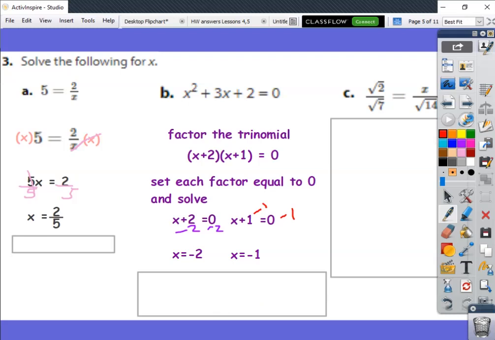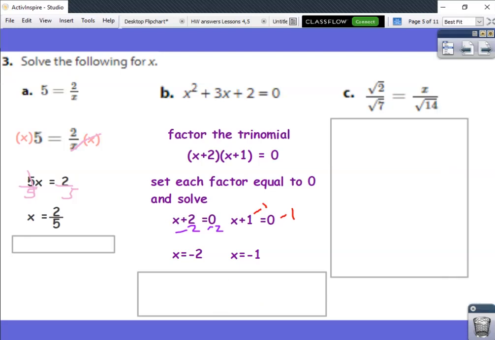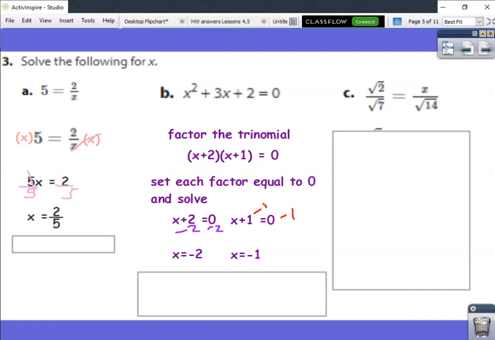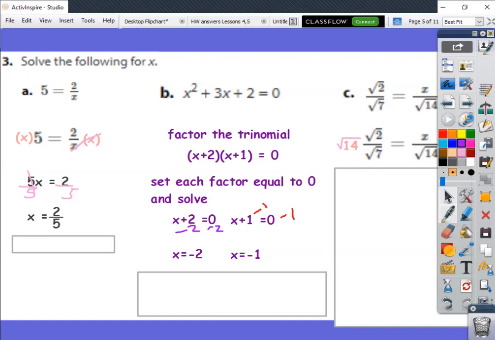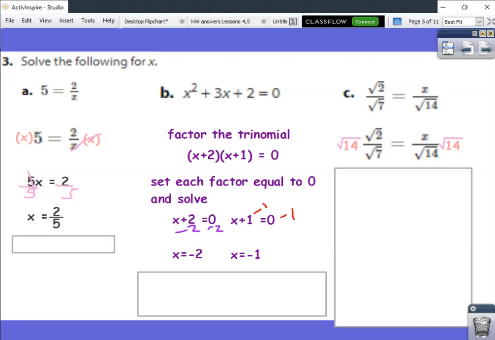And finally, the last one here, solving for x. I want to get rid of this denominator here. So I'm going to multiply both sides times the square root of 14. As you can see here, the square root of 14 and the square root of 14 on the right side will cancel out.